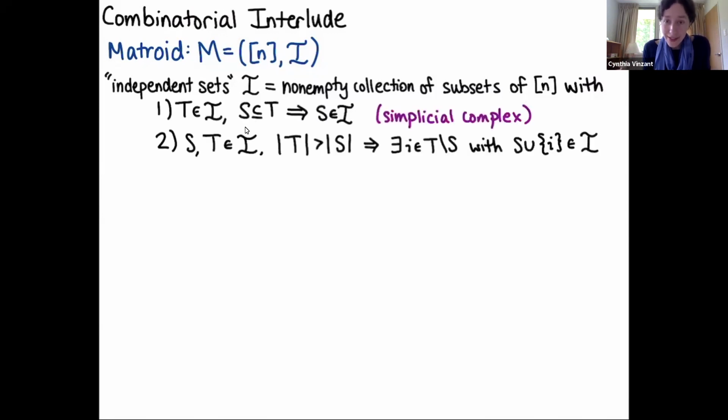The 2 things that we want them to satisfy: one, they should be closed under inclusion, so it should be a simplicial complex on 1 through n. The other is a little more interesting: if I have two sets I'm calling independent, and one is bigger, I should be able to pick some element from the bigger one and add it to the smaller one so that the result is still independent. Okay, so that's the formal definition.